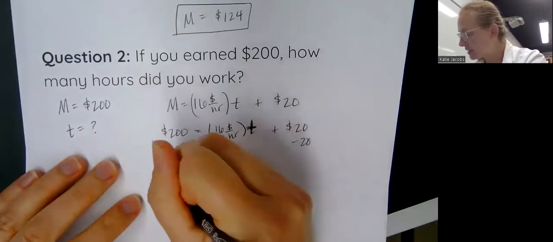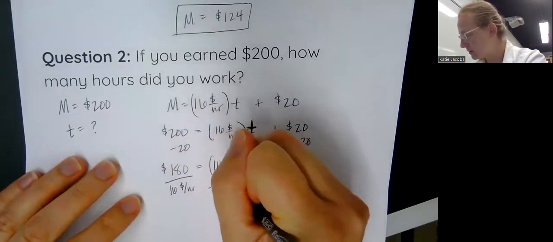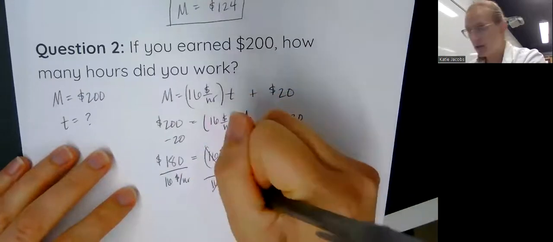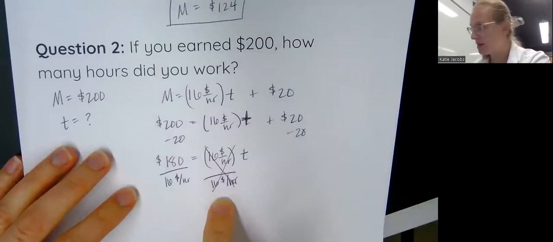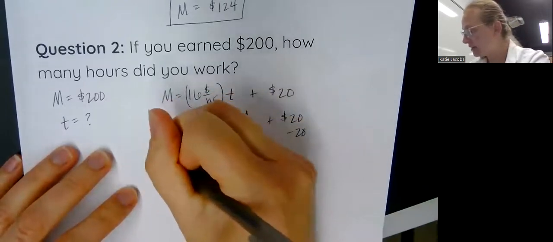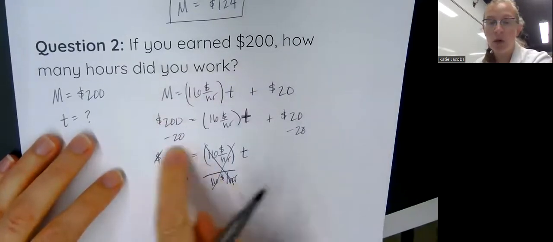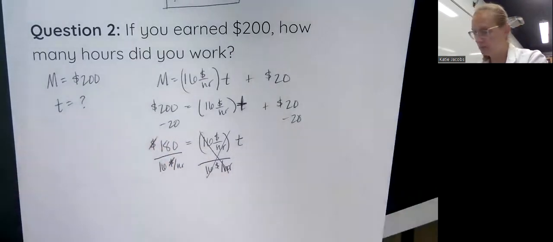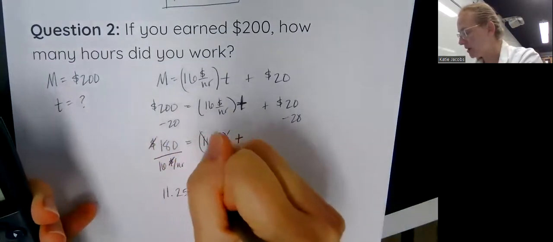I'm going to divide both sides by $16 per hour. When I do that, on the right-hand side, this slope cancels out because I'm dividing by the same thing. And over here, just the dollar sign cancels out, and I'm going to be left over with hours over here. What I plug in my calculator is 180 divided by 16. So the answer is 11.25 hours equals time.